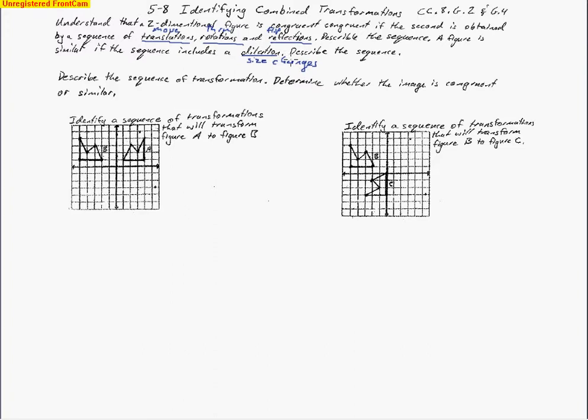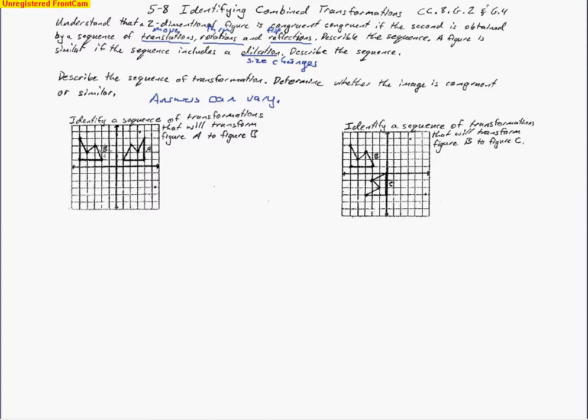Now note that the way I end up doing it is not the only way. So here, answers can vary. And so what that means is there's lots of different possibilities. And I might give one or two possibilities when I'm doing these problems here. So let's take a look at our first one there. And it says identify a sequence of transformation that will transform figure A to figure B.